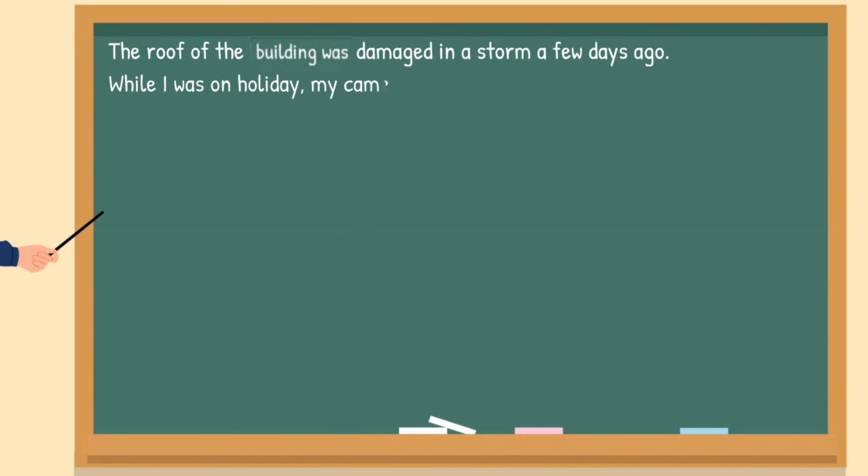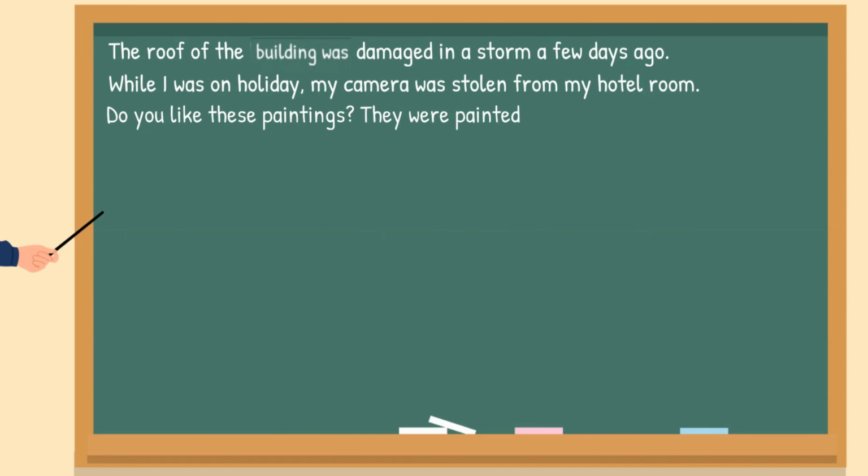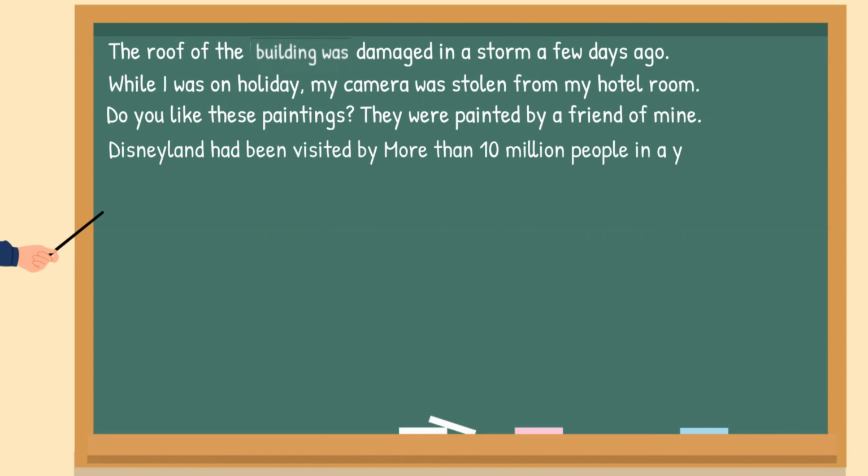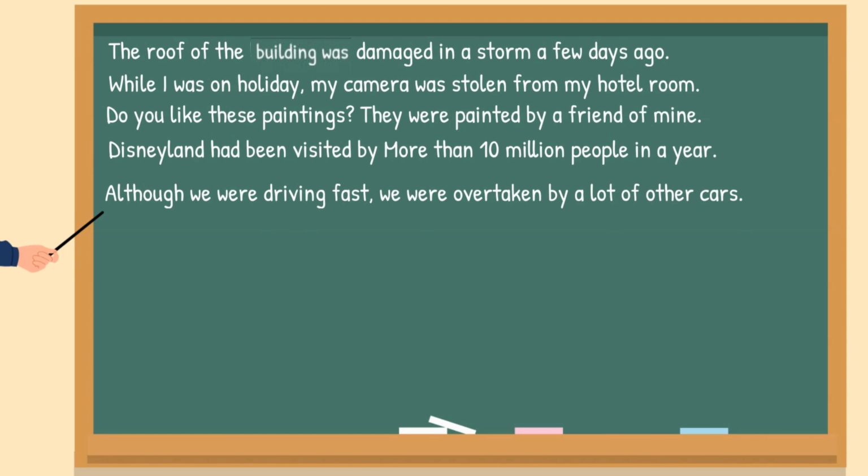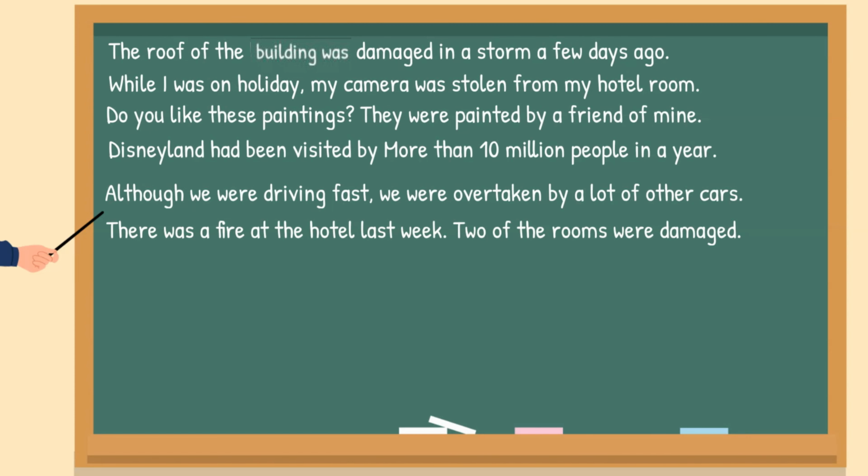While I was on holiday, my camera was stolen from my hotel room. Do you like these paintings? They were painted by a friend of mine. Disneyland had been visited by more than 10 million people in a year. Although we were driving fast, we were overtaken by a lot of other cars. There was a fire at the hotel last week. 2 of the rooms were damaged.